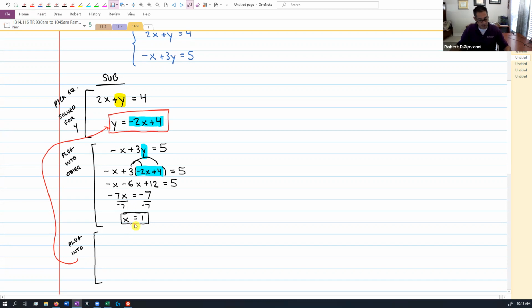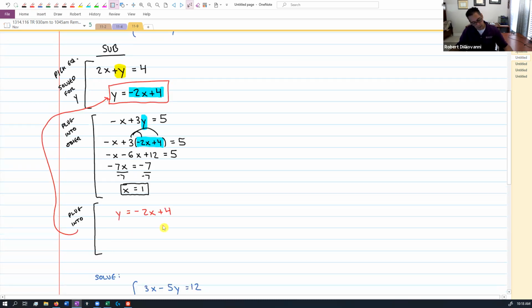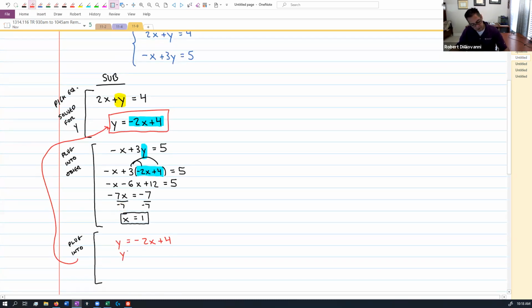So I'm going to always plug this answer into that equation and replace the x, sorry, replace the x with 1. And we should get y is 2. And so as a point, it looks like this, 1, 2. That's the solution point. That's where those two lines intersect. Does that make sense?